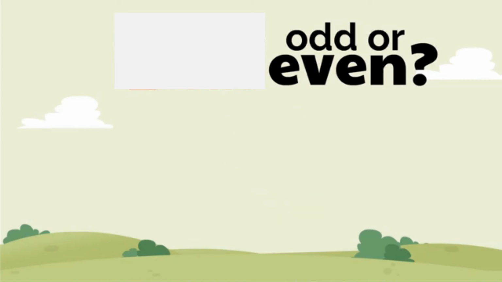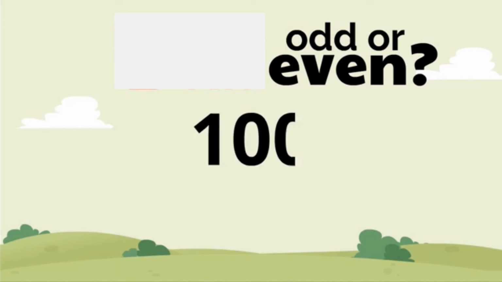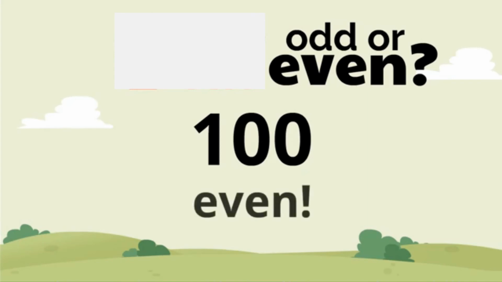Let's try one that's a little more tricky. Let's try the number 100. Is 100 odd or is it even? 100 is even, and we know that because of the ending. It ends in a 0. Now remember the second trick. With numbers bigger than 10, you can see on the end if it's odd or even, and the ending is a 0, and every number that ends in 0 is even.